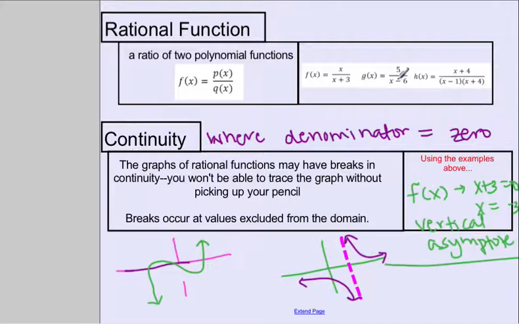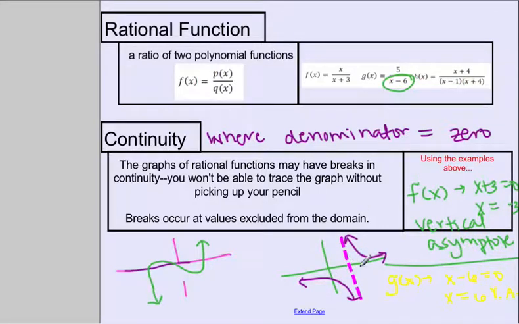If I move ahead and look at my g of x function, it's really x minus 6 equals 0. If I set that equal to 0, I get that x equals 6. So at x equals 6, I have a vertical asymptote for this one.